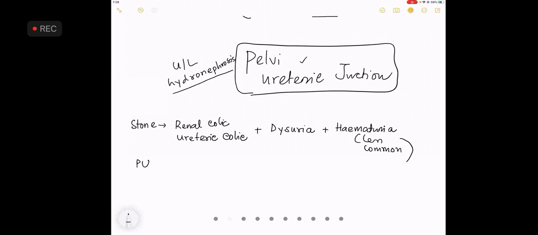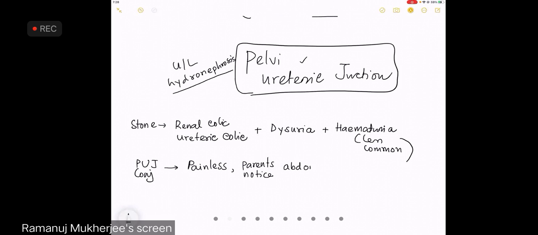PU junction obstruction, or congenital PUJ obstruction, is technically painless. The parents notice an abdominal lump in the child.